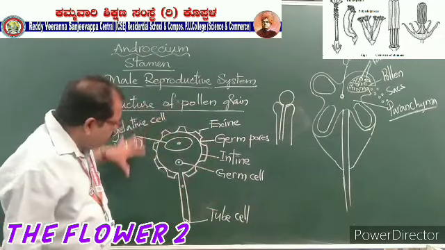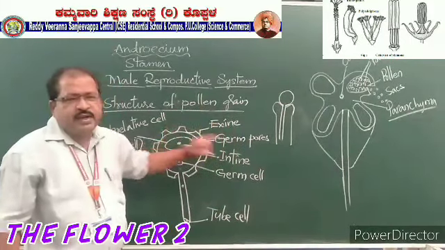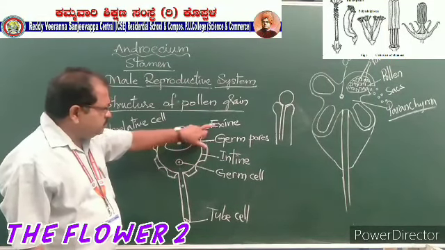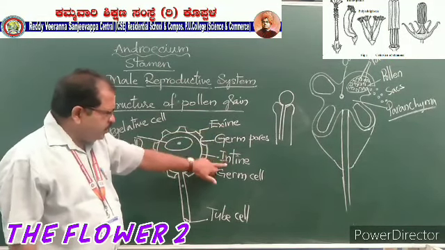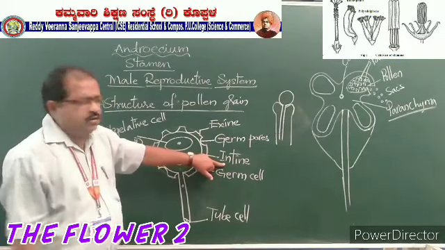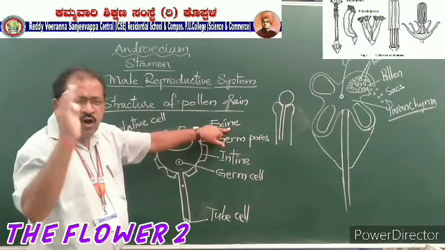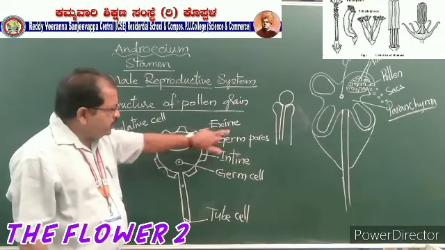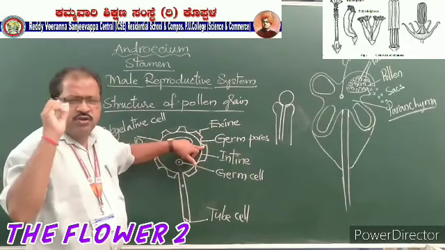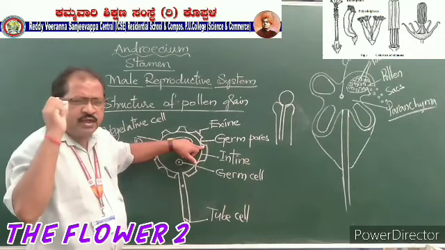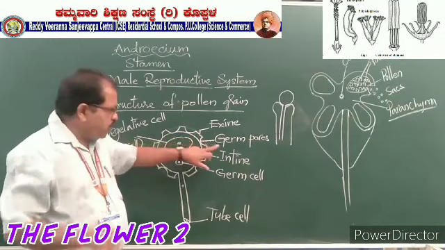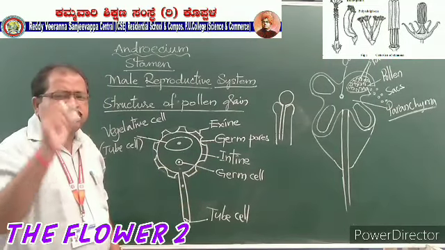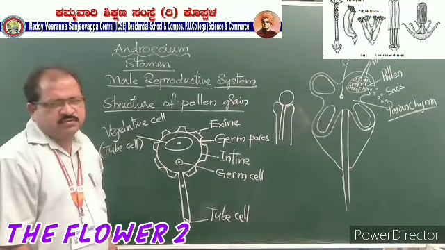This is the complete structure of the pollen grain. Once again I repeat that it has two layers. The outer layer is called exine, the inner layer is called intine. Exine is non-flexible, rigid and very strong, but it contains some notches and depressions. Those depressions are called germ pores. Where the germ pores are, the thickness of the exine will be less.